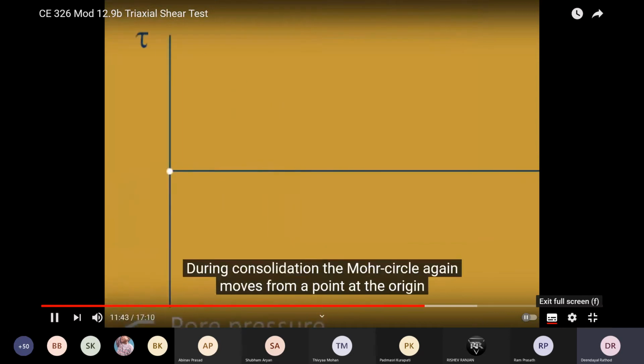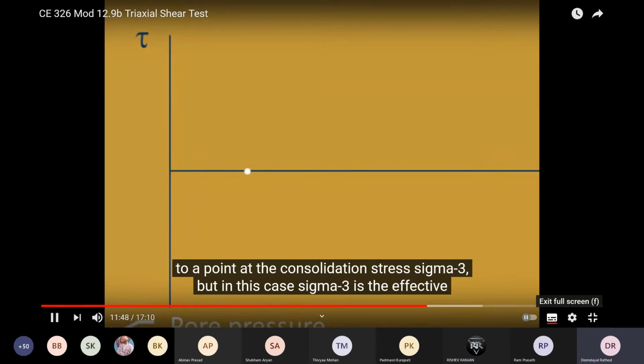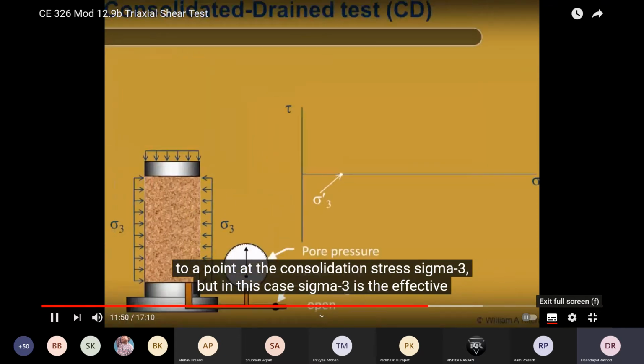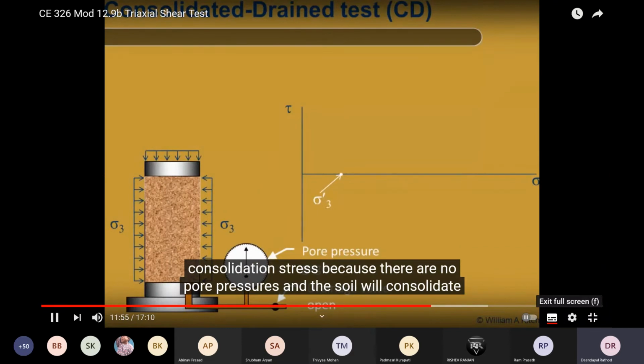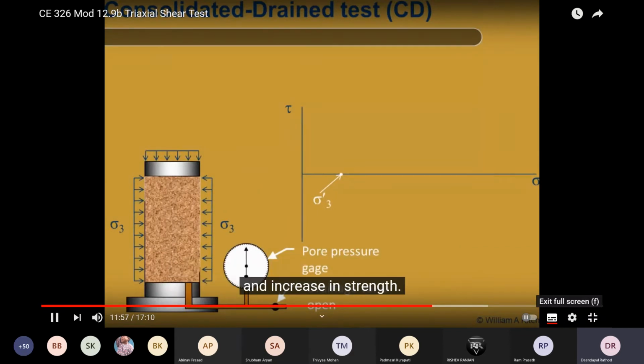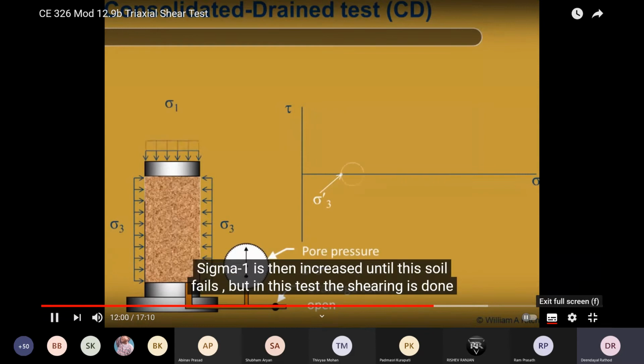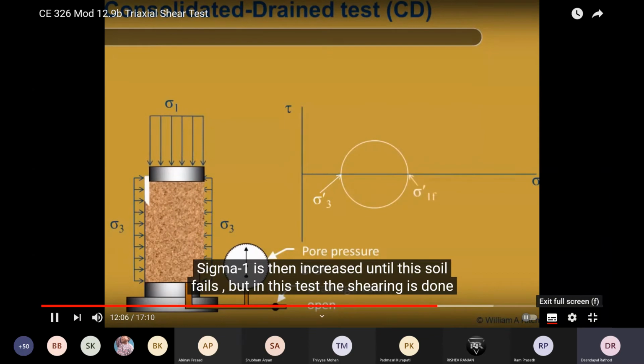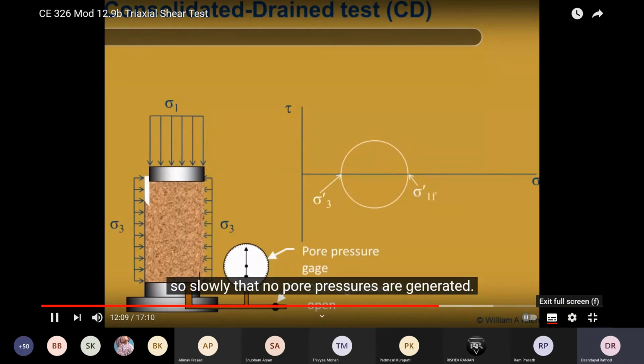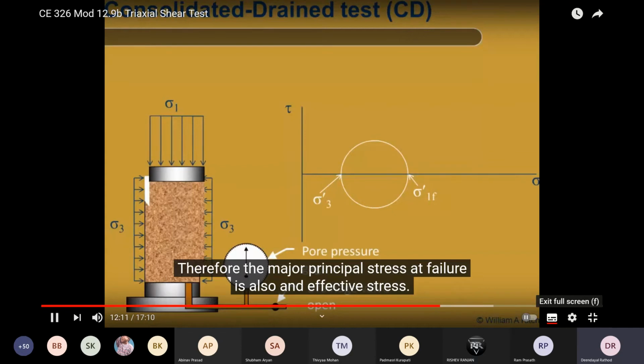During consolidation, the Mohr circle again moves from a point at the origin to a point at the consolidation stress, sigma 3. But in this case, sigma 3 is an effective consolidation stress because there are no pore pressures, and the soil will consolidate and increase in strength. Sigma 1 is then increased until the soil fails. But in this test, the shearing is done so slowly that no pore pressures are generated. Therefore, the major principal stress at failure is also an effective stress.